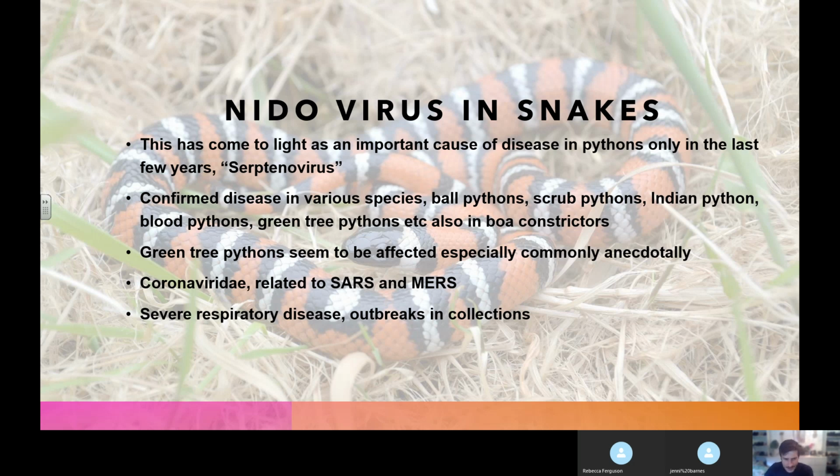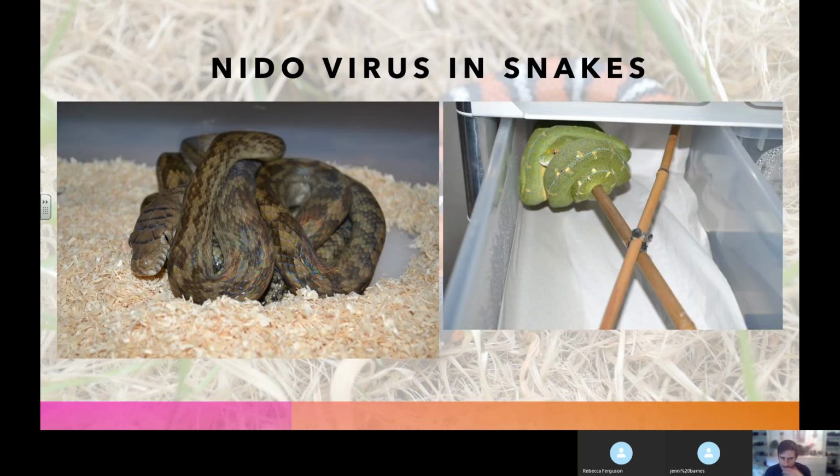So nidovirus is a member of the family Coronaviridae. So I guess it's almost a little bit like COVID-19, but in snake form. And it's related obviously to SARS and MERS. And typically this is a respiratory virus. So if I think about my own clinical practice, I've definitely seen this. Certainly arenavirus I've diagnosed many cases, and nidovirus I have as well. And the two species that I've seen nidovirus most in are green tree pythons and also amethystine or scrub pythons.